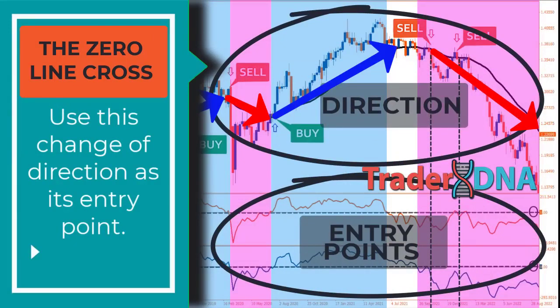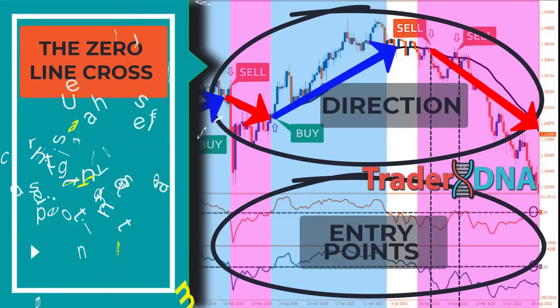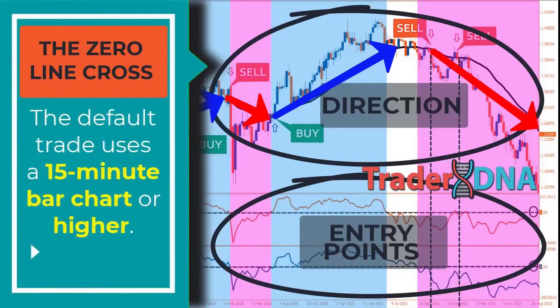The default setup uses a 15-minute bar chart or higher, a 50-bar CCI, a 25-bar CCI, and a 34-bar exponential moving average. The default trading time is any time that the market is open and active.